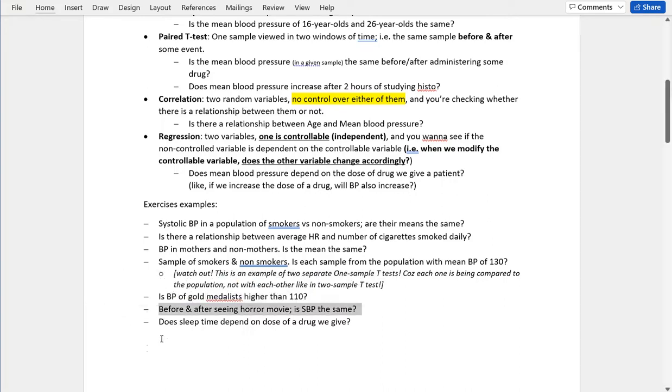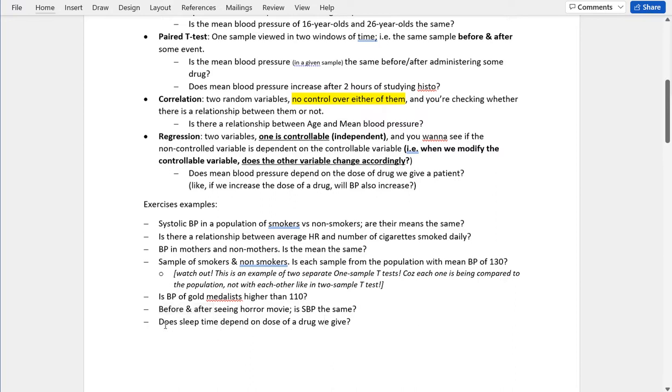So before and after seeing a horror movie, is the blood pressure the same? Tick tock, tick tock. Yeah, this is obvious. Before and after is a given already. So it is a paired t-test.